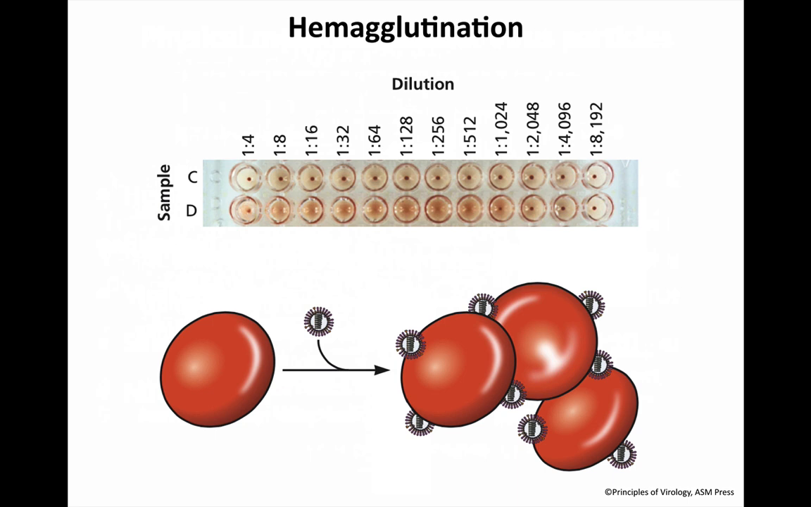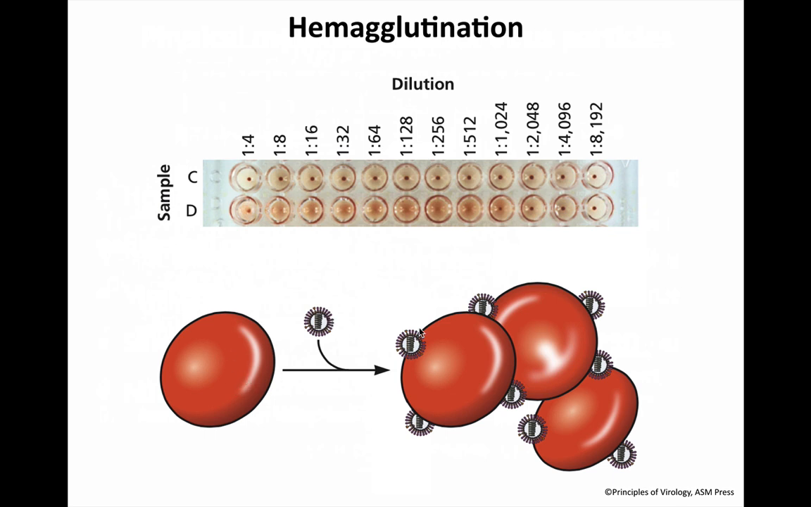Hemagglutination was the first quantitative assay developed for animal viruses, before the plaque assay. And what you do here is you take a preparation of red blood cells and you add dilutions of viruses to them. You're depending on the property that some viruses have of being able to attach to red blood cells. In this case, the virus is influenza virus, and influenza virus attaches to a cell receptor, which is a sugar that happens to be present on red blood cells.